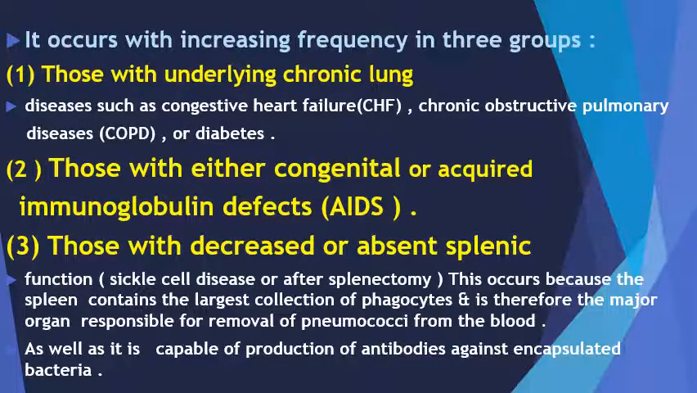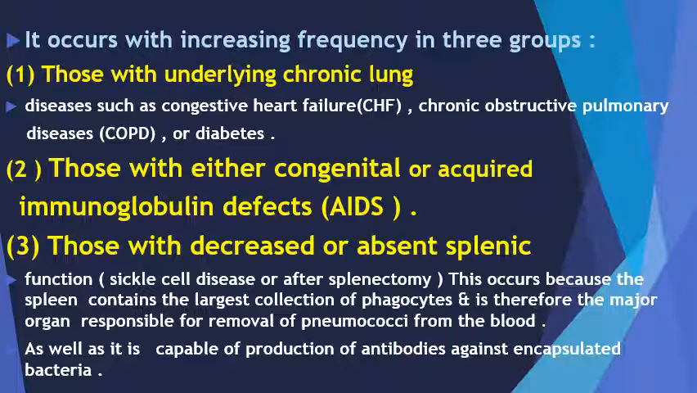This category occurs with increasing frequency in three groups. First, when the patient has underlying chronic lung disease, as in chronic obstructive airway disease, diabetes, congestive heart failure, asthma, chronic bronchitis, bronchiectasis, and in patients with congenital or acquired immunoglobulin deficiency, HIV patients. Second, those with decreased or absent splenic function. What does that mean? Patients with sickle cell anemia or after splenectomy.